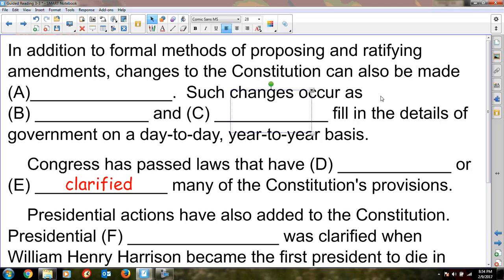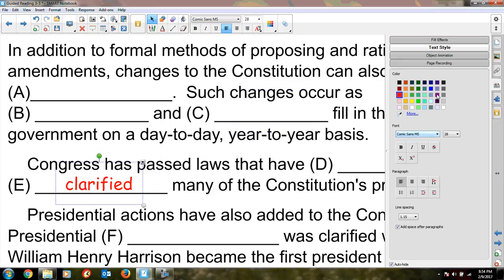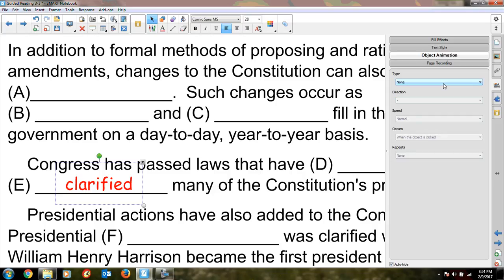Okay. At the bottom of your worksheet, you'll see that there is a couple of paragraphs there that are going to ask you to fill them in. I'm going to fix this here just a minute. I thought I got them all. There we go. All right.